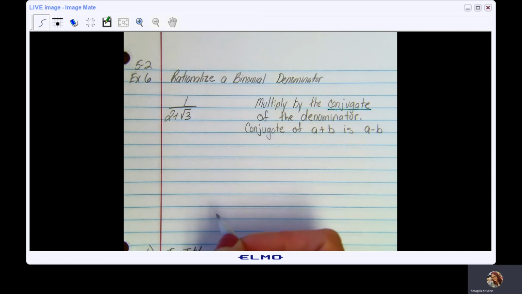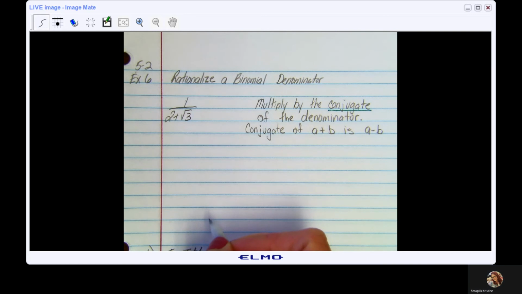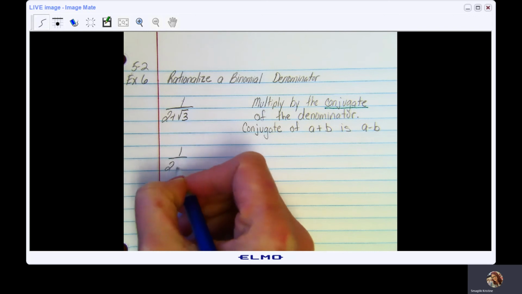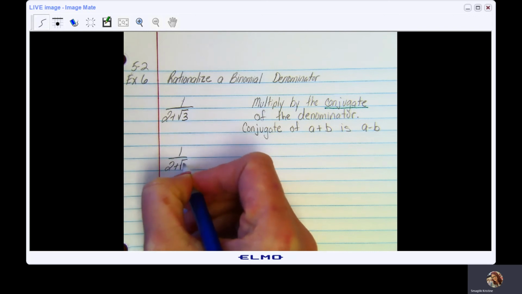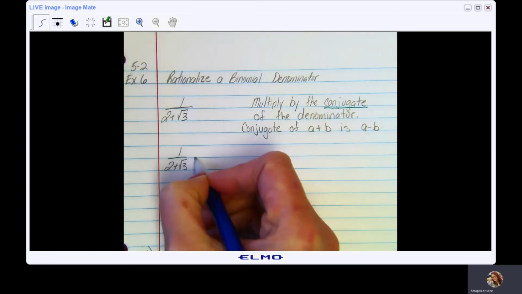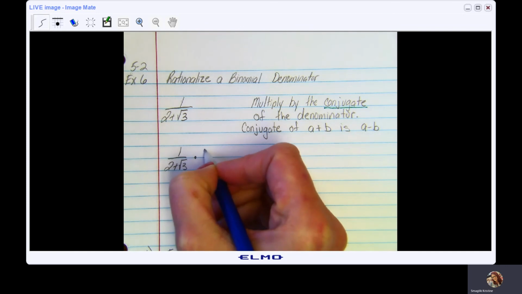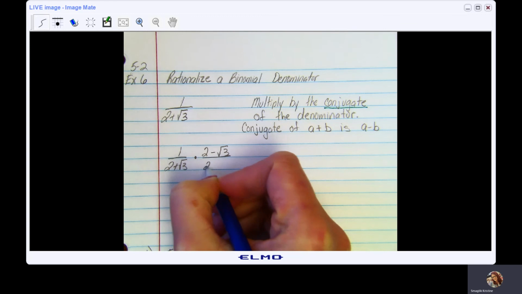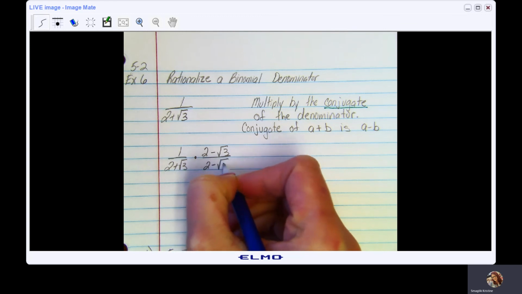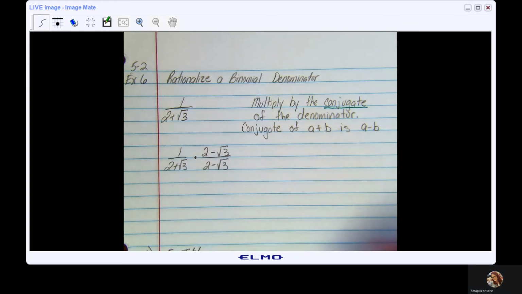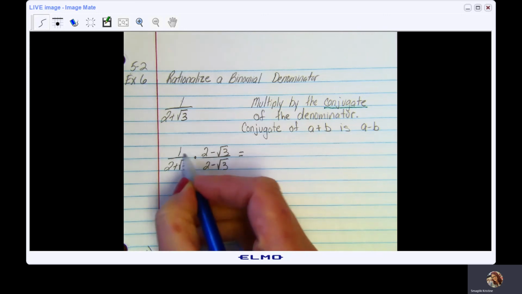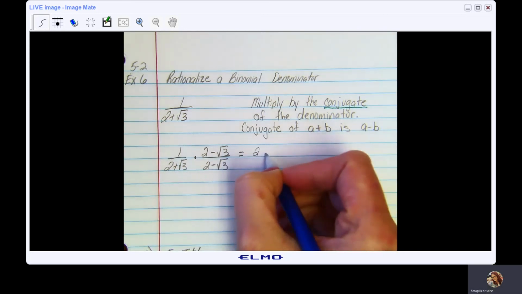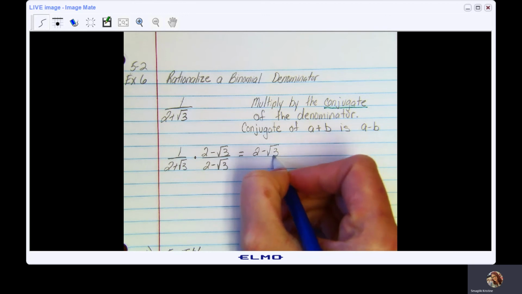We have 1 over 2 plus the square root of 3. So I'm going to multiply that by 2 minus the square root of 3 all over 2 minus the square root of 3. If I distribute 1 times 2 minus the square root of 3, it's the same thing: 2 minus the square root of 3.